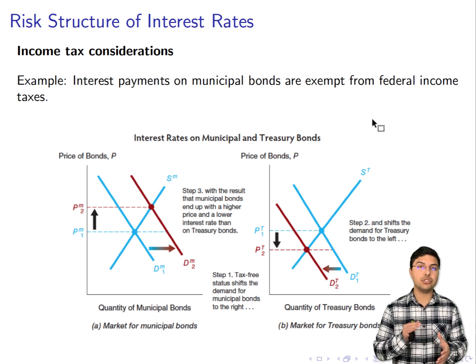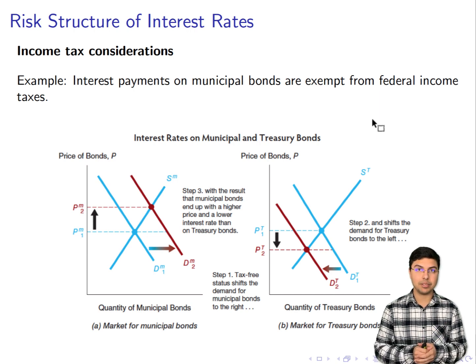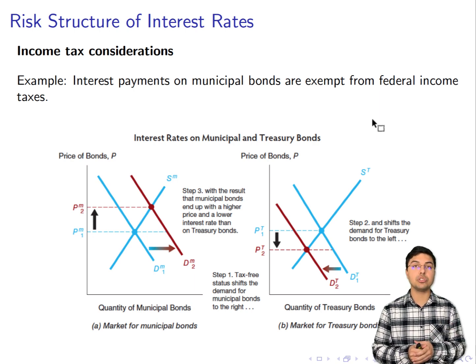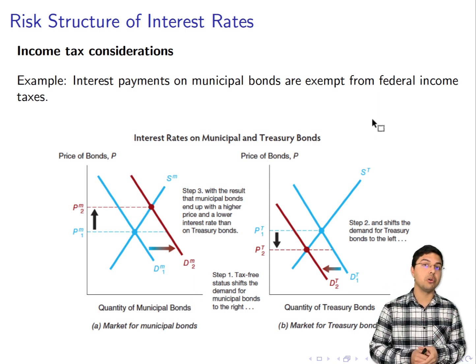Now, what happens if there is a change in tax laws that dictates that returns on municipal bonds will not be taxed while returns on Treasury bonds will continue to be taxed? What happens then? Well, as you can guess, your effective post-tax return on municipal bonds becomes higher than your return on Treasury bonds. As a consequence, the demand for municipal bonds increases, raising the price of municipal bonds from P1M to P2M. On the other hand, the return on Treasury bonds is now lower relative to municipal bonds, correct?